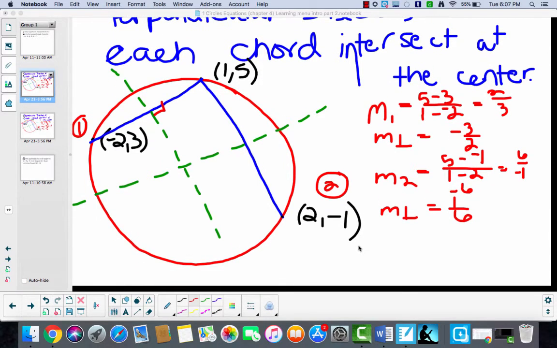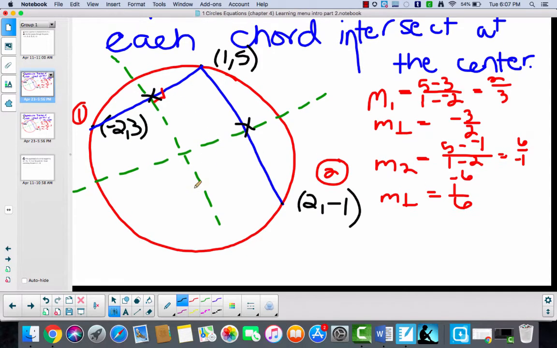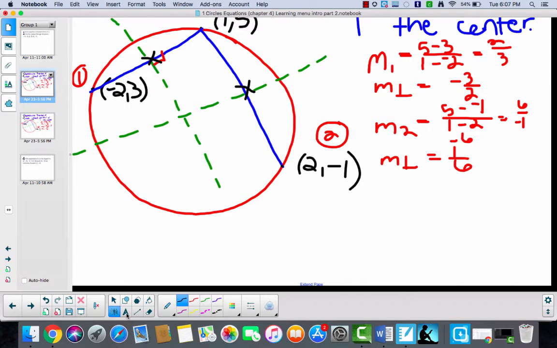All right, so now we're going to use those, and we're going to use the fact that this is a perpendicular bisector. A bisector means to cut it in half. So this point right here is going to be the midpoint of this chord, and this point right here would be the midpoint of this chord. So we need to find the midpoints. In order to find the midpoints, remember that it's x1 plus x2 over 2 and y1 plus y2 over 2.